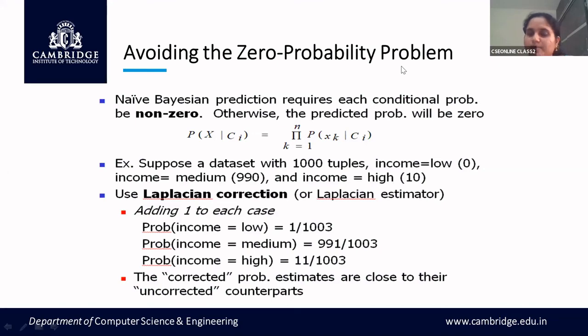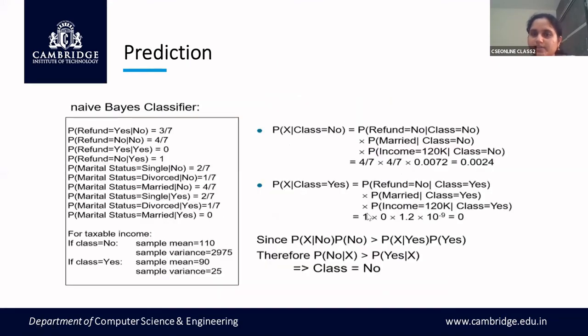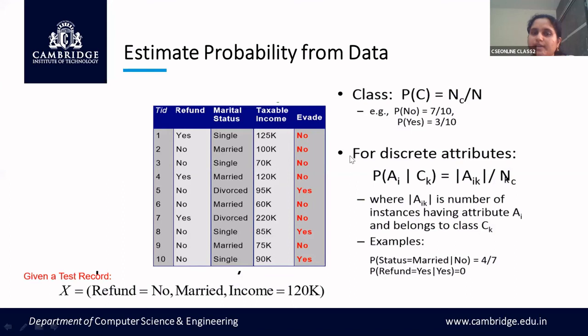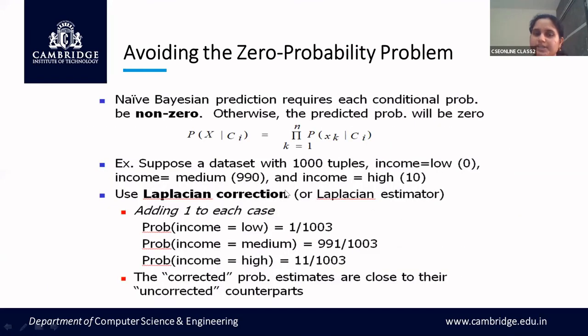So how will you do it? For example, in our case, your S label became 0, right? So what you will do is add one more entry for married is equal to yes. You will add it yourself. In order to avoid the 0 probability, you can add one more entry here by saying married is equal to yes. Similarly, you can add one more entry here with 120k is equal to yes. So this is known as Laplacian correction.